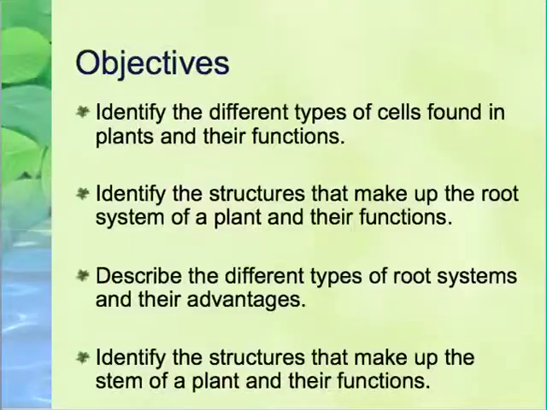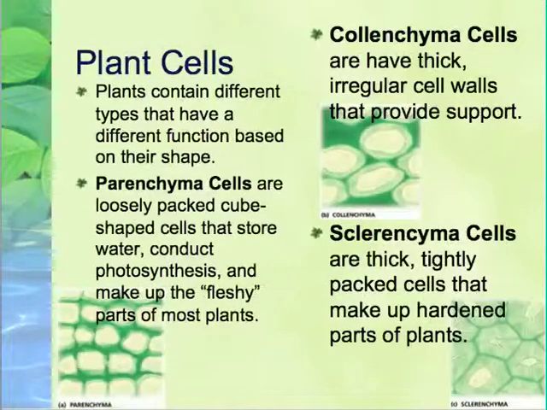So let's take a look at the objectives and see what it is we want to learn. We're going to identify different types of cells found in plants. We're going to talk about their functions. We're going to identify the structures that make up a root system and how they function. We're going to talk about different types of root systems and why they have certain advantages and disadvantages. And then we're going to talk about the structures that make up a stem and how stems function. So, we've got a lot to do today, so let's go ahead and get started with plant cells.